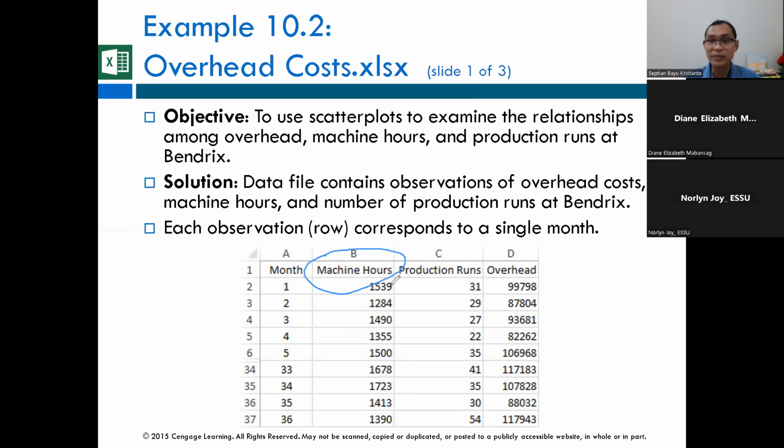This is the first variable, the machine hours. The second variable is production runs. And the next variable is the overhead. So these three variables can be combined in relationships, maybe between the machine and production. We also compare the machine and overhead. And the last pair, we can compare production against overhead. That is the combination in our relationships: the machine, the production, and overhead.